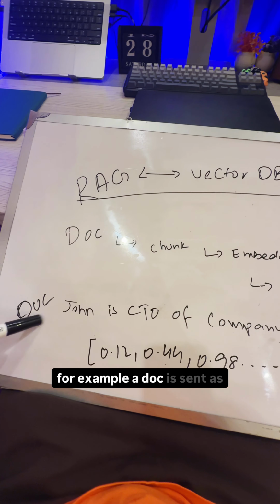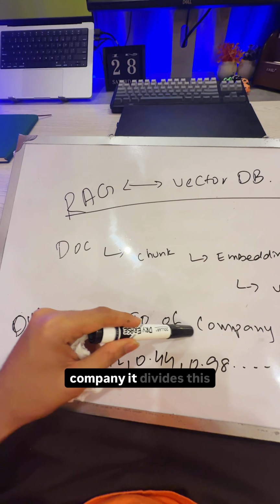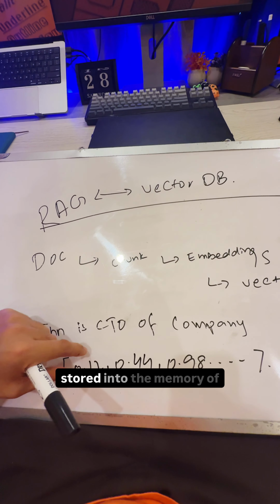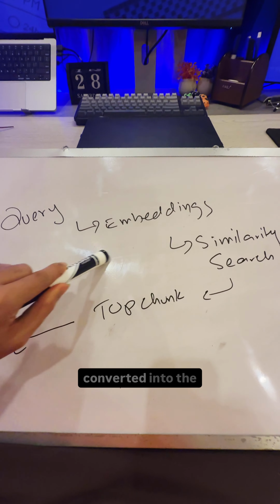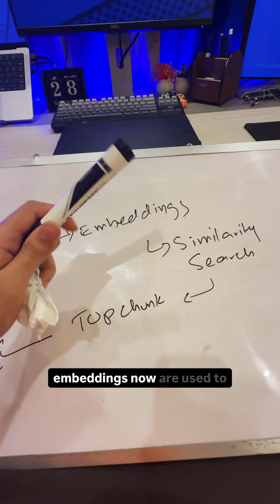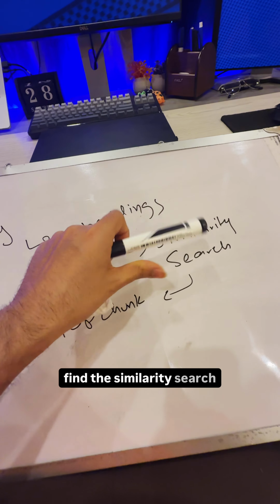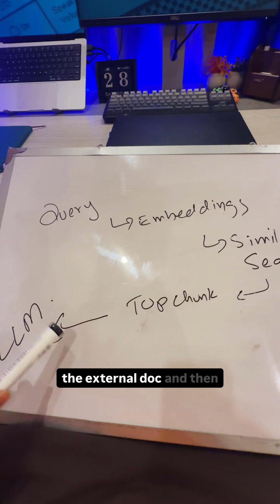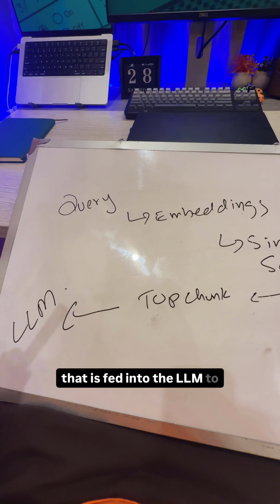For example, a doc is sent saying John is the CTO of a company. It divides this sentence into a chunk. Embeddings are basically the coordinates where the data is stored in memory. You send a query, it gets converted into embeddings, and the embeddings are then used to do a similarity search. This is the keyword in the RAG approach. It finds the top chunks from the external doc, and that is fed into the LLM to produce an answer.